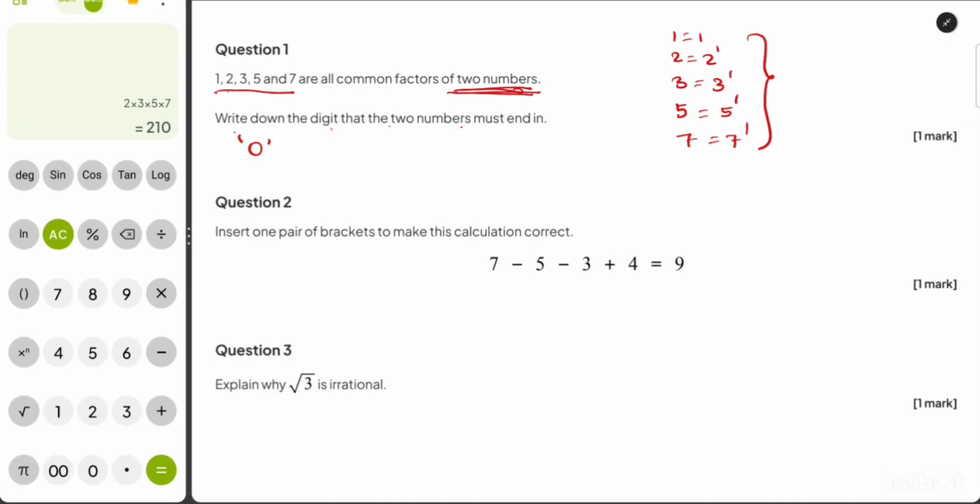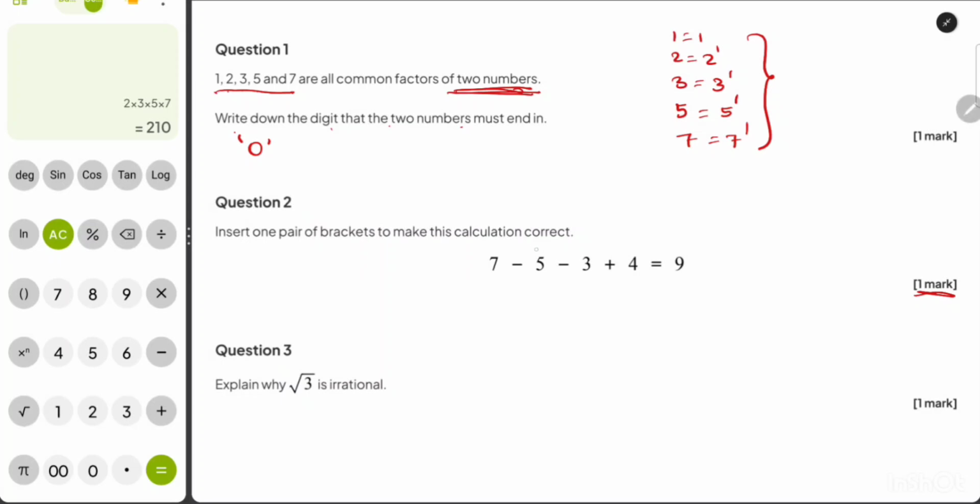Insert a pair of brackets to make this calculation correct. Now this type of question, which is a 1 mark question only, you don't need to show any method for this. Any 1 marker question, you don't need any method. And specifically this question doesn't have any method. You just try out different pairs of brackets at different places in the equation and check whether LHS is equal to RHS or not. That means it's just a trial and error method.